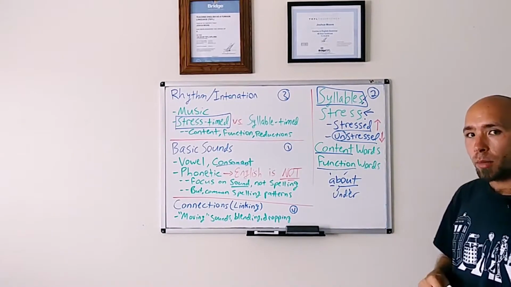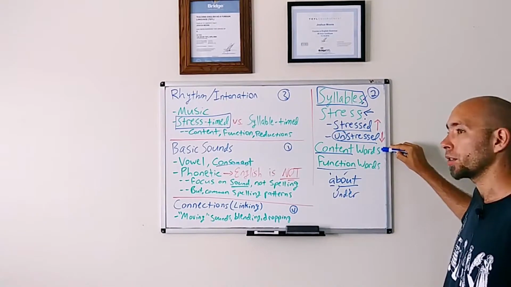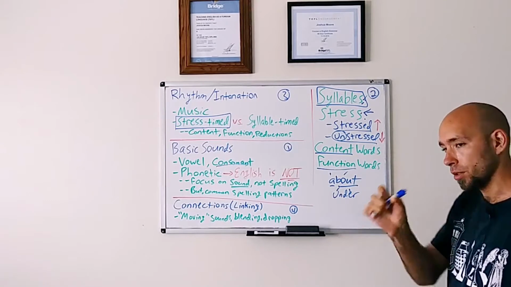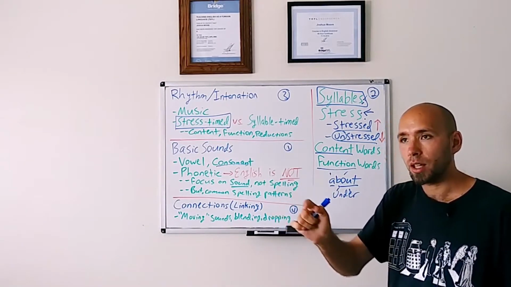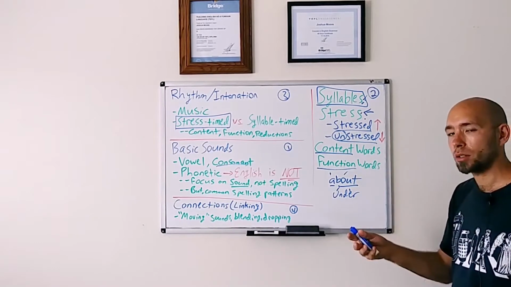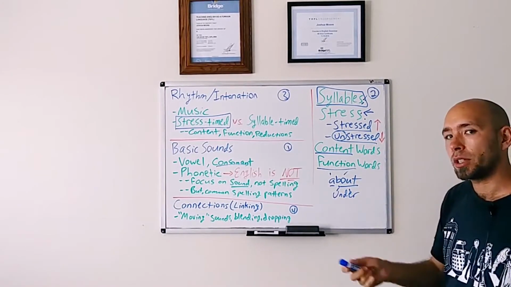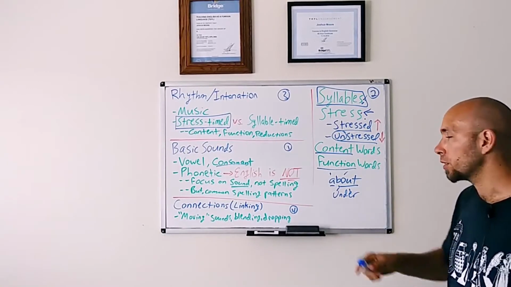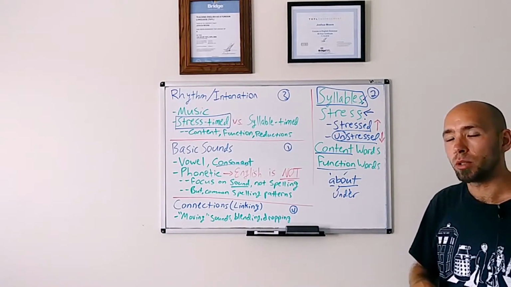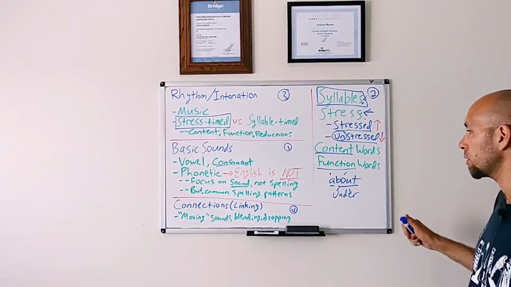So the main point to take away: content words are the content. Function words are just the little words in between that might be important, but they're usually not stressed if they're single syllable. If a content word is a single syllable, it is stressed, guaranteed. If a function word is single syllable, it's most likely not stressed unless you have a special reason to stress it.